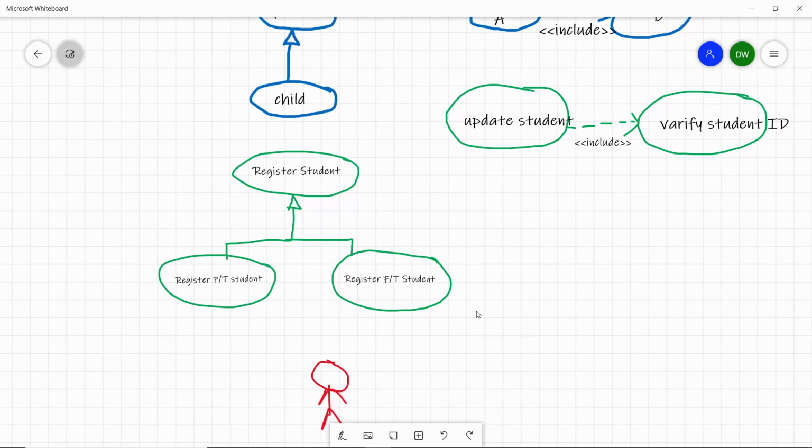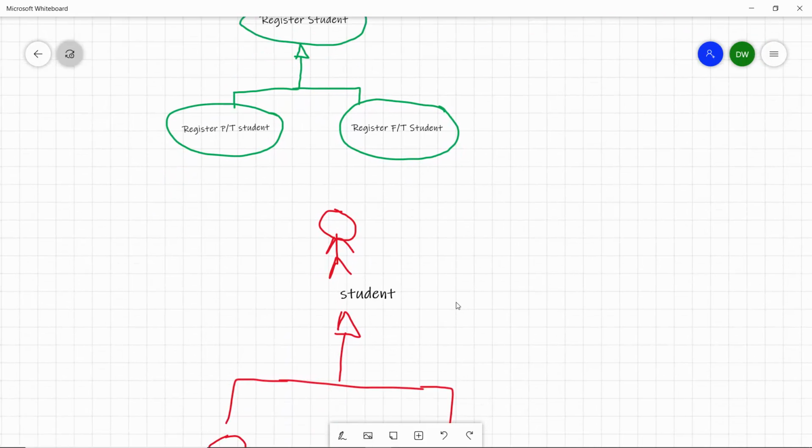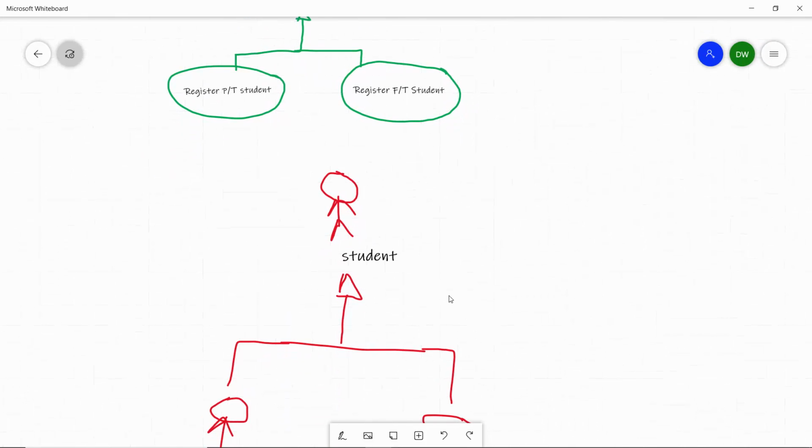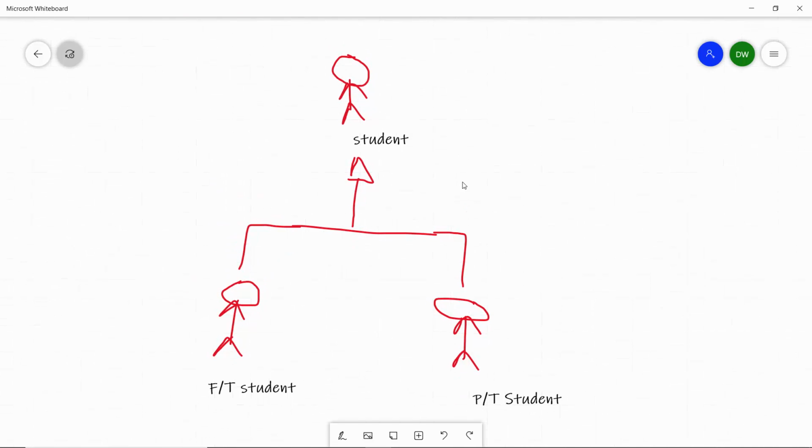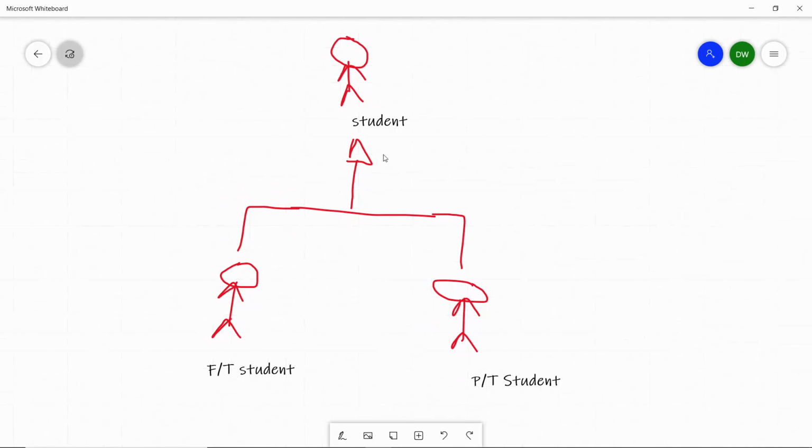There's another thing that can be considered for this generalization. We know that actors can also have a parent-child relationship. So I have taken the same example above for the actors as well. When we have full-time and part-time students, student will be the parent, and the two groups, the full-time group and the part-time group, will be the children.